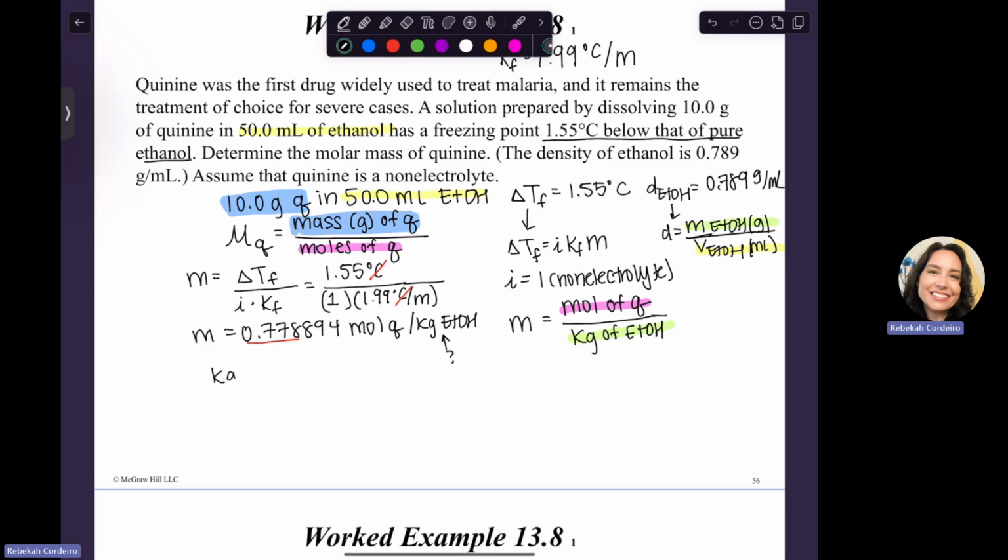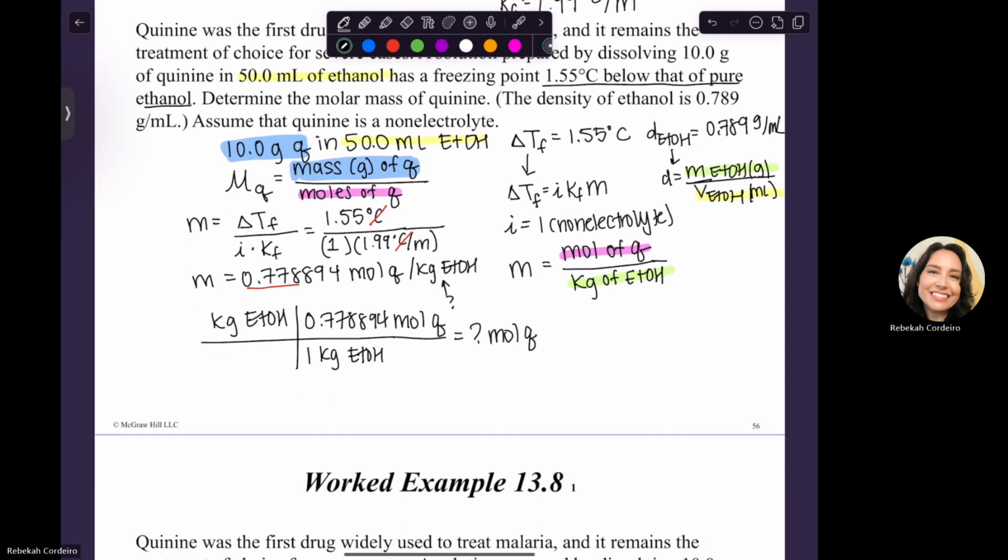So if I start with kilograms of ethanol, technically I could say 1 kilogram of the ethanol is equal to 0.778894 moles of quinine. And that would get me moles of quinine. So this is why I'm looking for the kilograms of ethanol. So let's find those kilograms of ethanol.